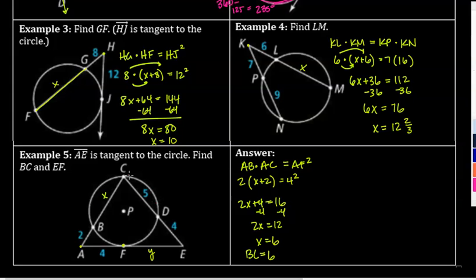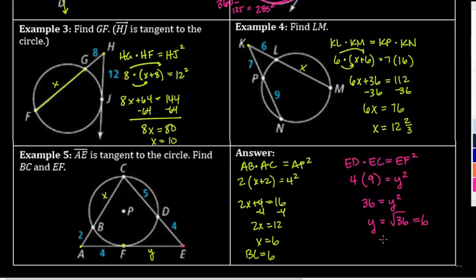But now if I come over here and look at this scenario, I have a secant segment, I have a tangent segment. So I know that if I take this part of the secant segment, the external part, ED, times the entire secant segment, EC, that should equal this tangent segment squared. So ED has a length of 4. EC has a length of 9, and then EF is y, so that'll be y squared. 4 times 9 is 36, so 36 is y squared. So y would be the square root of 36, which is 6. So segment EF has a length of 6.